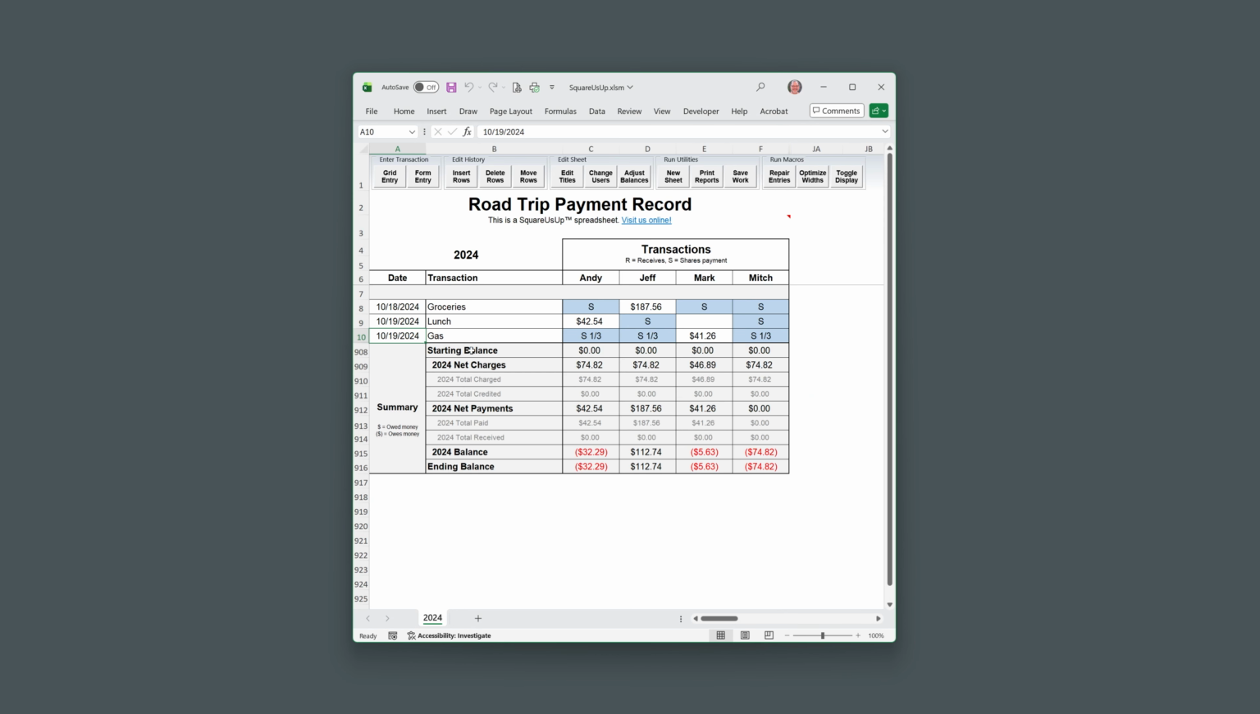And when we click OK, we can see the notation. The S's are now followed by 1/3. Any information after the S indicates that it's not an evenly split share. It indicates what portion of the expense that person is responsible for.